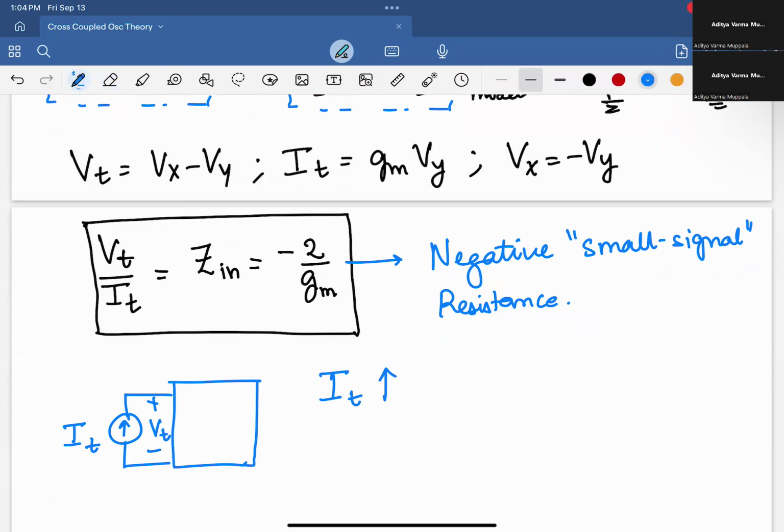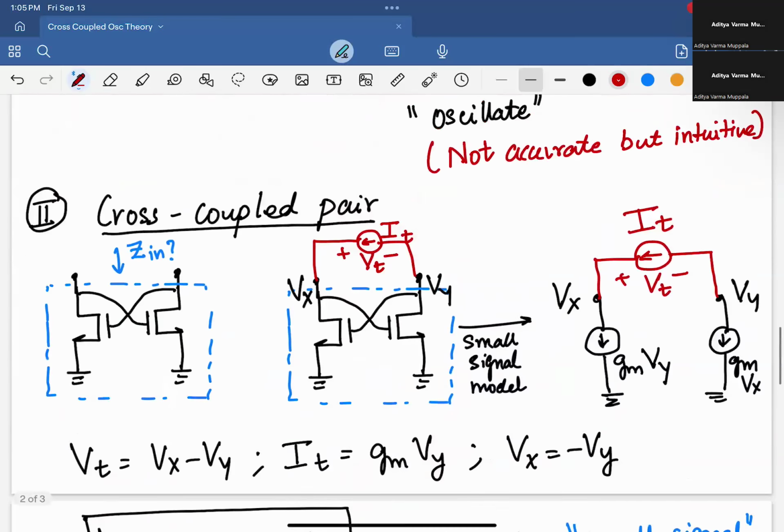So let me write it like this. If IT increases, dIT is positive, right? If IT increases, and this is a positive resistance, then VT should also increase from Ohm's law, which implies that dVT, the change in VT, is also positive. And for a negative resistance, VT would decrease. So when IT increases, VT decreases, which implies that dVT is negative, and that's why dVT over dIT is a negative value, which is the small signal resistance. And that's exactly what happens here.